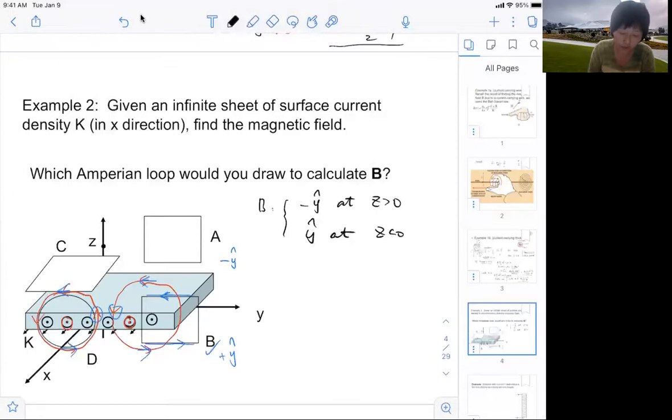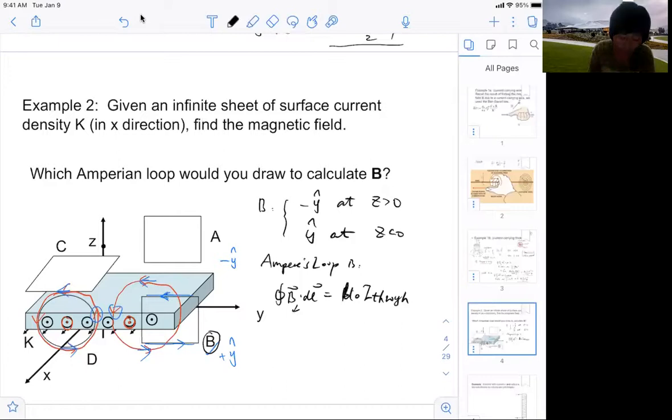So therefore we choose the Ampere loop indicated by choice B, and we do our integral to see what this becomes. Mu naught I through, sorry, not enclosed, but through. So B dl becomes B times L here and B times L here, because you have the top and bottom leg, right? So 2BL.